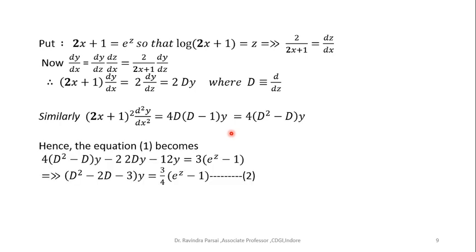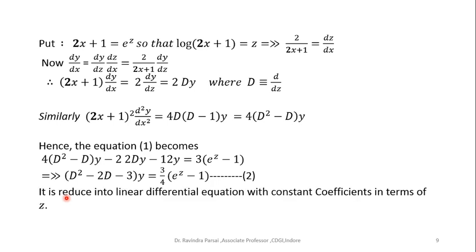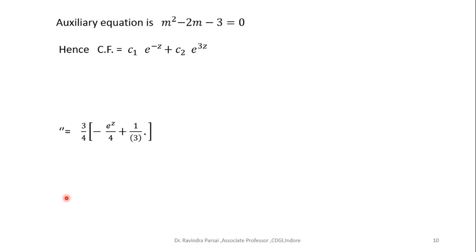Now just substituting these values in the given equation, it will reduce into this constant coefficient form. Then we write the solution here. It is constant coefficient in terms of z. First you write the auxiliary equation. So the auxiliary equation is m square minus 2m minus 3 equal to 0. So the factors are (m plus 1)(m minus 3) equal to 0, that is m equal to minus 1 and 3. So that's why CF is c1 e raised to minus z plus c2 e raised to 3z.